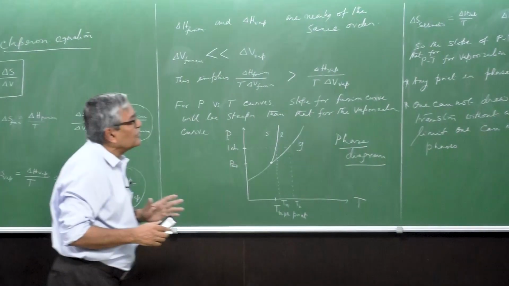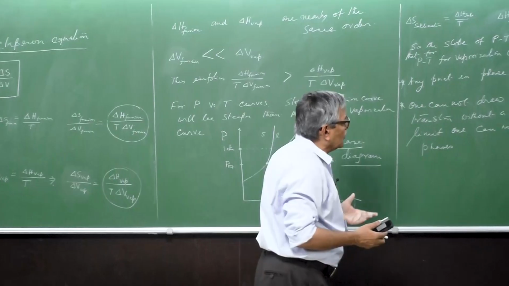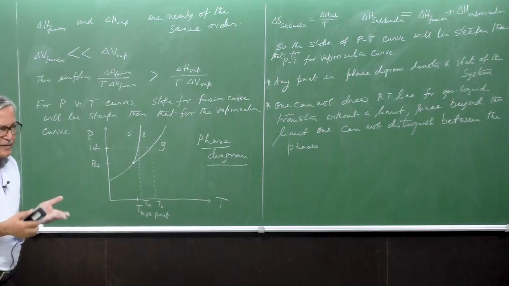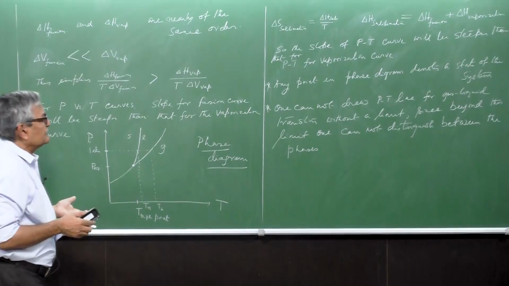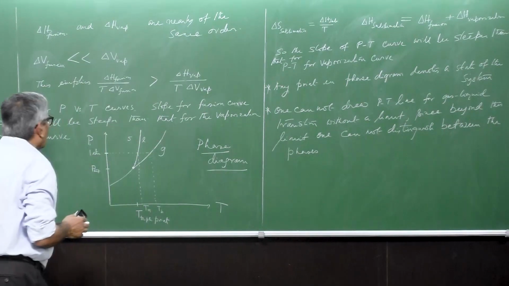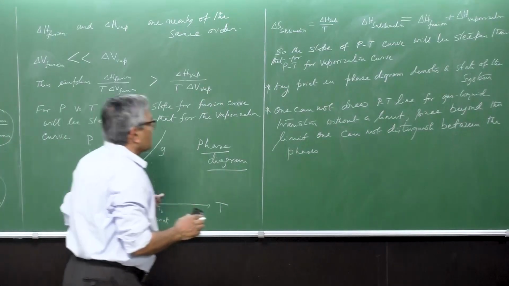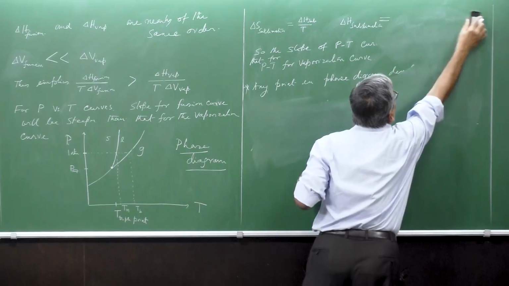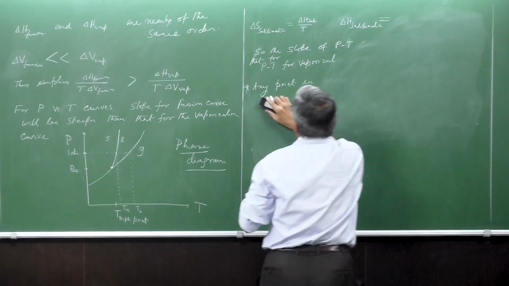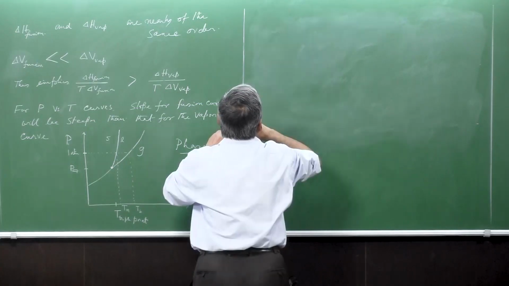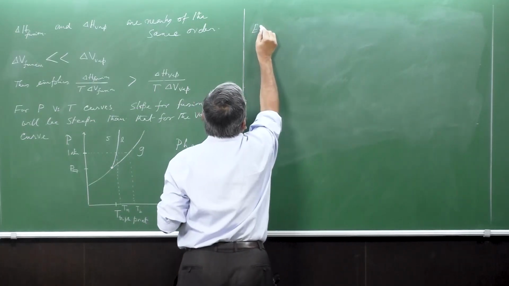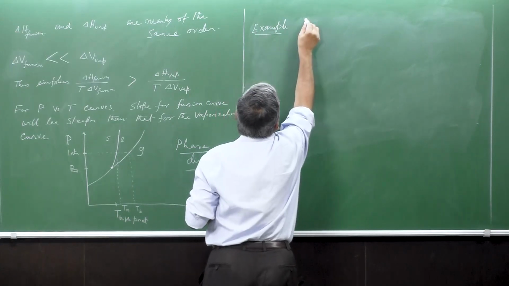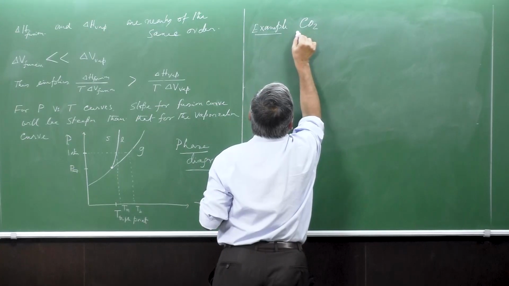I have not done anything for any specific case, but before completing this part, I will draw two important cases which are well known, because many experiments have been done on the phase diagram. We will first take up the case of carbon dioxide, the phase diagram of carbon dioxide, as a first example.